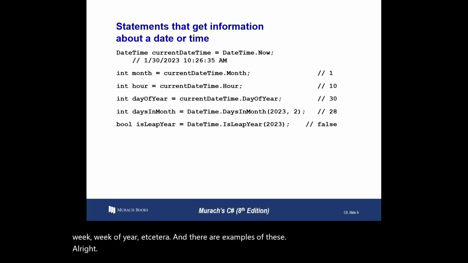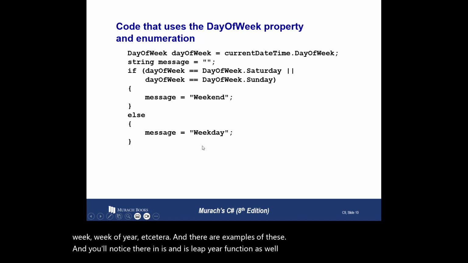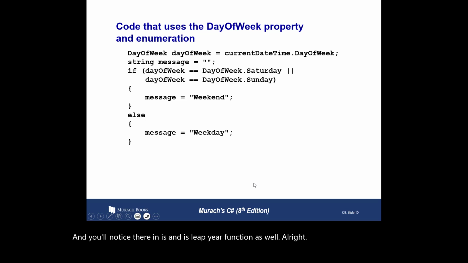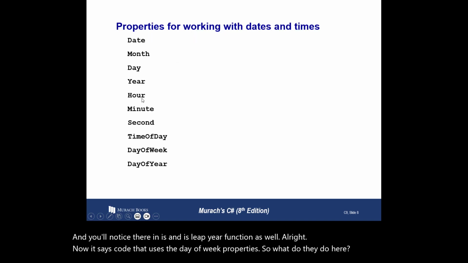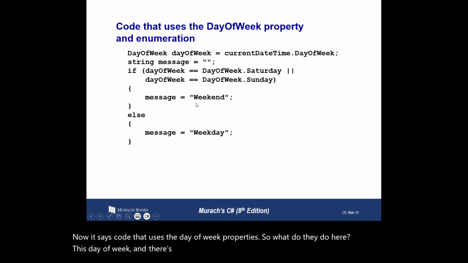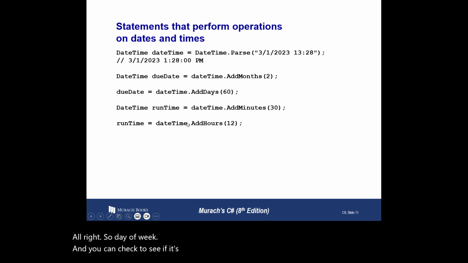And you'll notice there is an is leap year function as well. All right. Now, it says code that uses the day of week property. So what did they do here? This day of week, and there's a day of year. All right, so day of week. And you can check to see if it's Saturday or Sunday, for example.